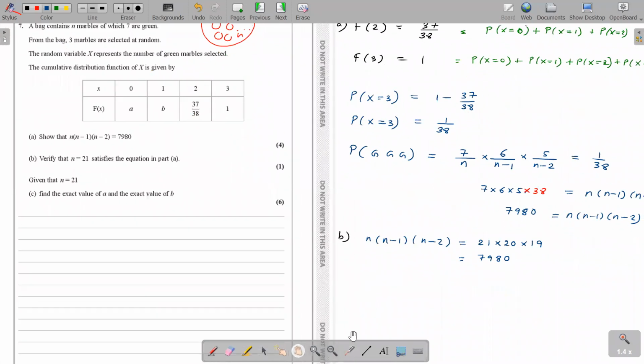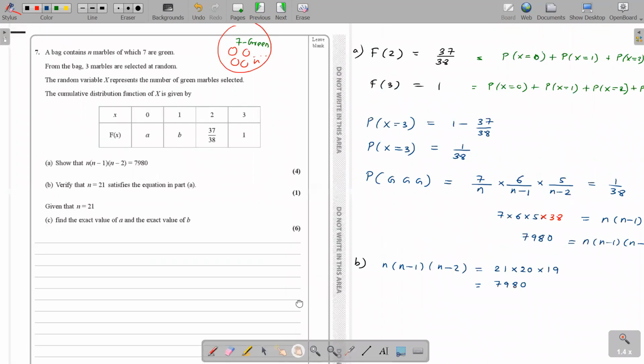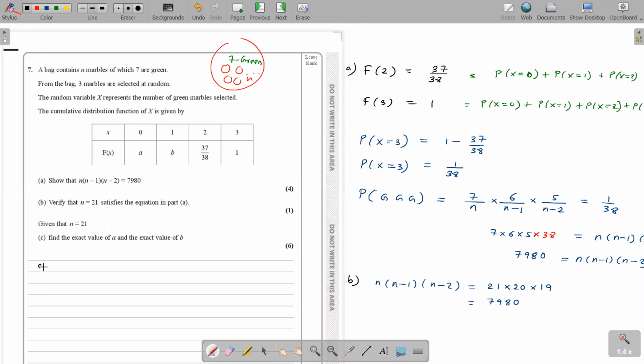Then they have told you next one, given that n equal 21, find the exact value of A and the exact value of B. So let's get this one. Given that n equal 21, find the exact value of A and the exact value of B. So how do we do this? Part C, the exact value of A. So what do we get now? I think you understand for the very first probability, the cumulative F0 value and the individual x equals 0 value are the same.